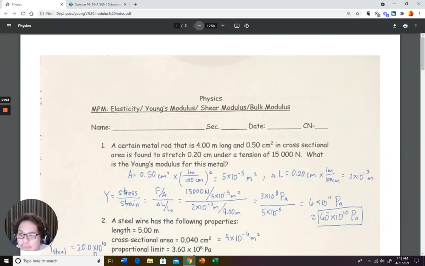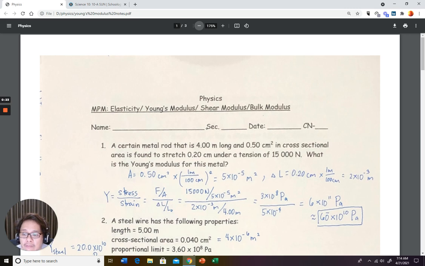Okay, let us solve these problems on mechanical properties of matter for elasticity and Young's modulus. Number one, a certain metal rod that is 4.00 meters long and 0.50 cm squared in cross-sectional area is found to stretch 0.2 centimeters under a tension of 15,000 newtons.